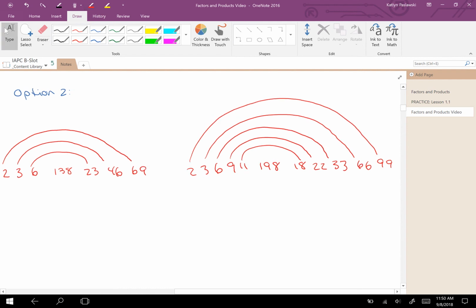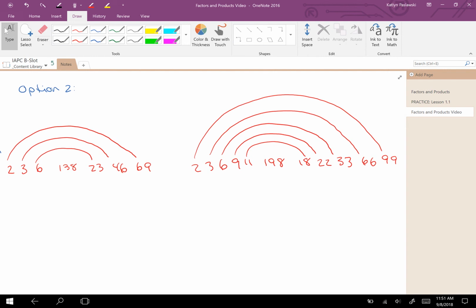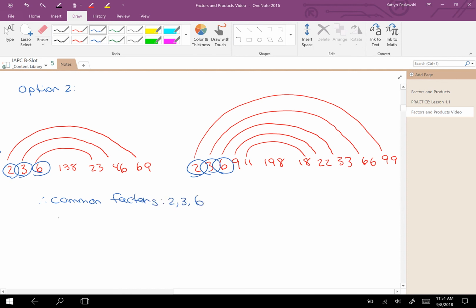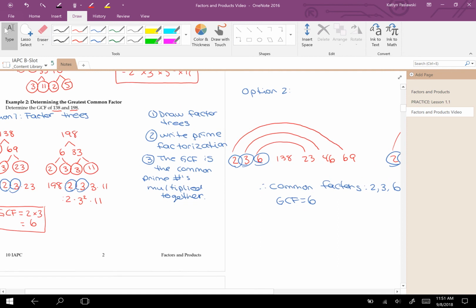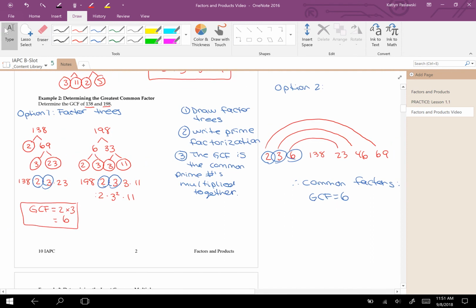When I compare these two numbers, I see that the common factors are 2, 3, and 6 with both numbers. So therefore, common factors are 2, 3, and 6. And out of those, the greatest common factor is equal to 6. So here we have two options listing out the possibilities to result in the product compared to using factor trees. So you can choose what option you would like to use to solve for the greatest common factor.